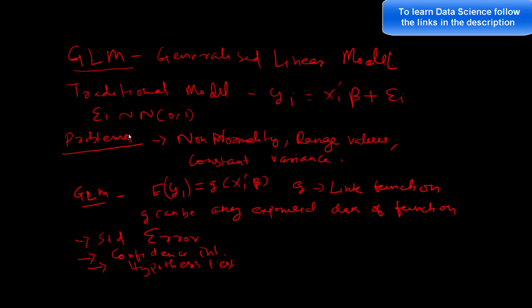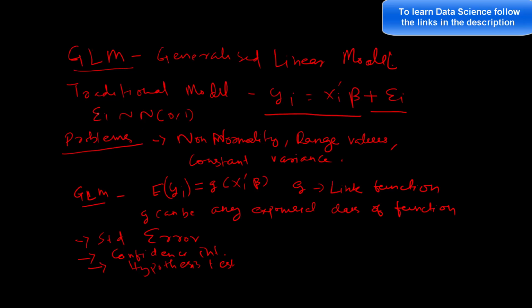In this video, I'm going to discuss the mathematics behind the generalized linear model, or the GLM. In the traditional models, the model takes the form y_i equals x_i beta plus epsilon, where epsilon is the error term. X_i is the matrix of all the covariates or independent variables, whereas beta is the matrix of all the parameters, the slope and the intercept parameters in matrix form.